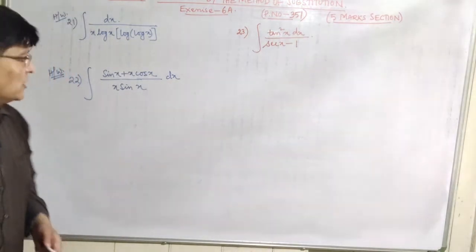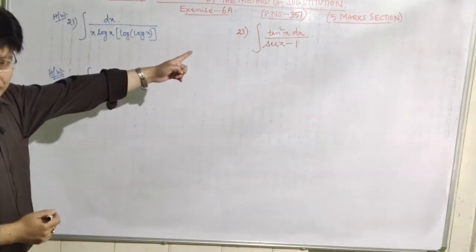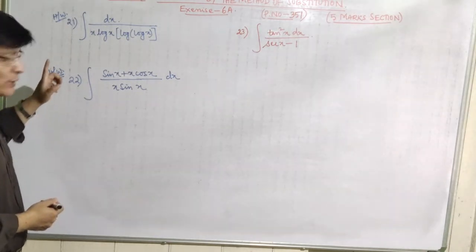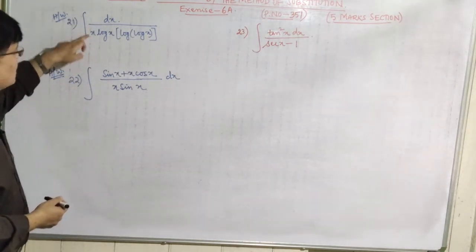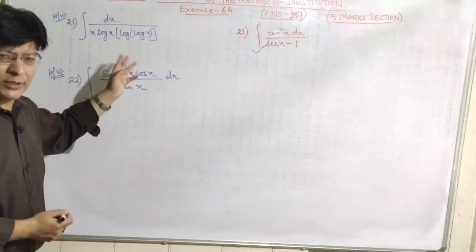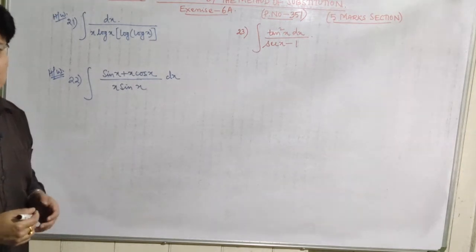So now we'll do the next question, that is question number 23. These two are your homework. I'll give you the hint only, okay? Question number 21 is integral sin dx divided by x log x within third bracket log of log x. So this is the method of substitution. You can directly do it.